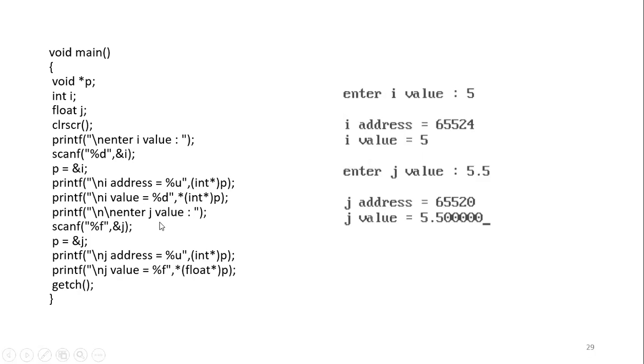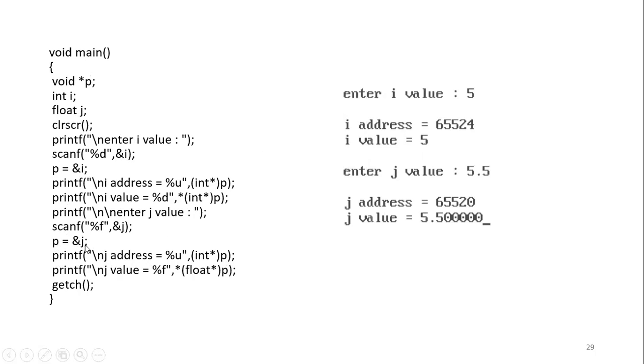Now I am entering the j value. j is of type float. Say that I have entered the j value as 5.5. Now p contains the address of j. p is a void star pointer. It is a generic pointer. Now it is containing the address of j. j is of type float. Now to get the address of j, the j address is p.